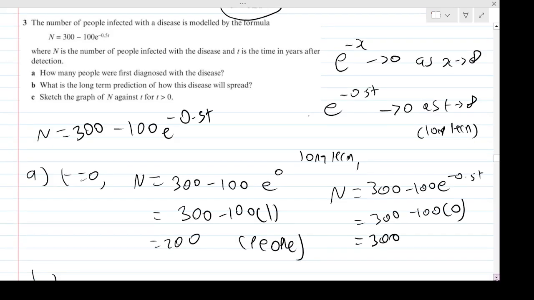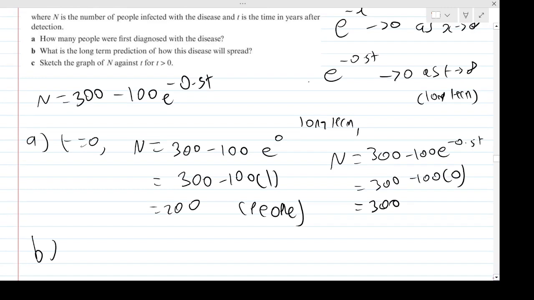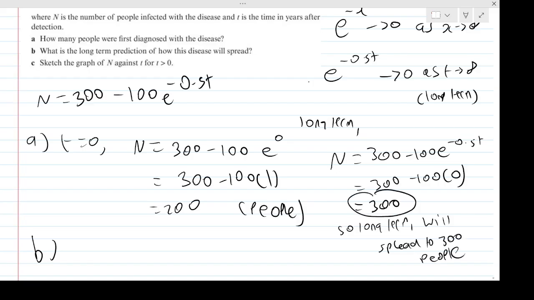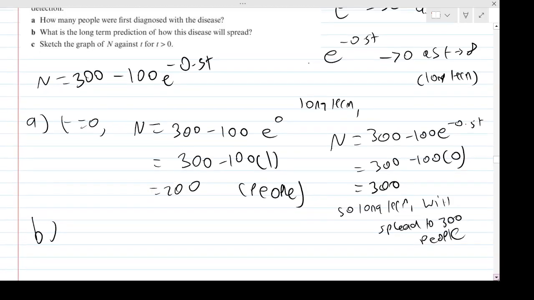So in the long term, it will spread to 300 people. And you can think of that as the limit as well. So the limit of the spread is 300 people of the disease. But there we are. Okay, so that's how you tackle those sort of questions about the long term. So that's part B. Part C, we need to then sketch the graph of n against t.